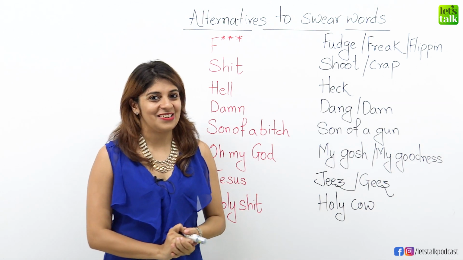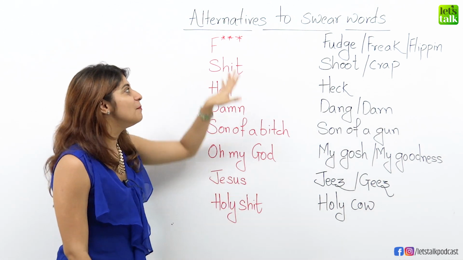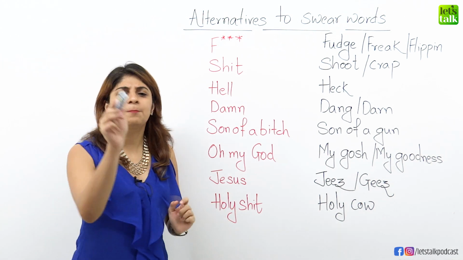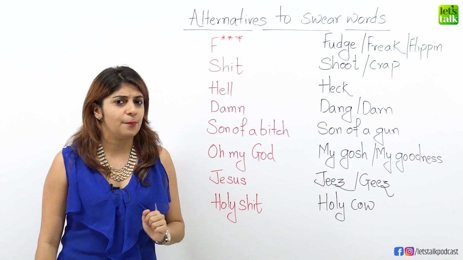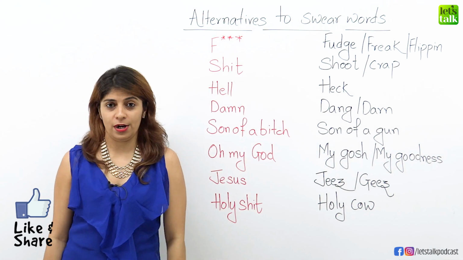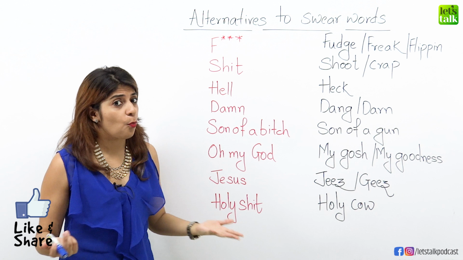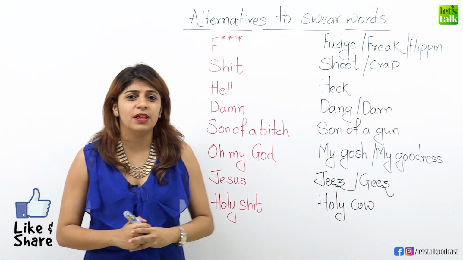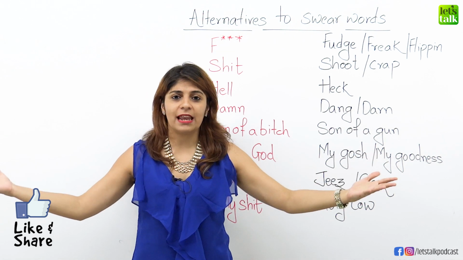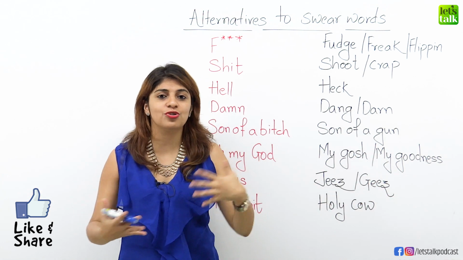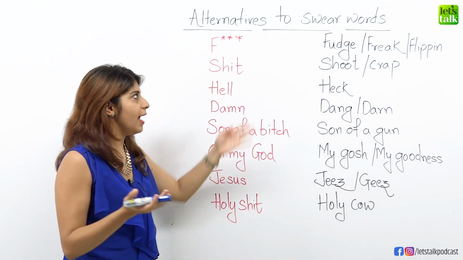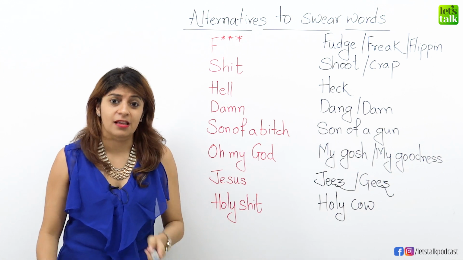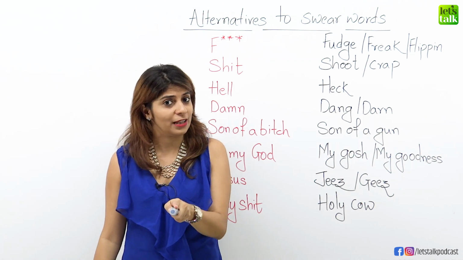So let's get started. The very first and the most common swear word that many people, especially teenagers, end up using is the F word. Yes, the F word, when you're angry, when you're frustrated, or even when you're just not doing anything, but you are so used to swearing that you end up using the F word for anything and everything. Now, if you do so, stop doing that.